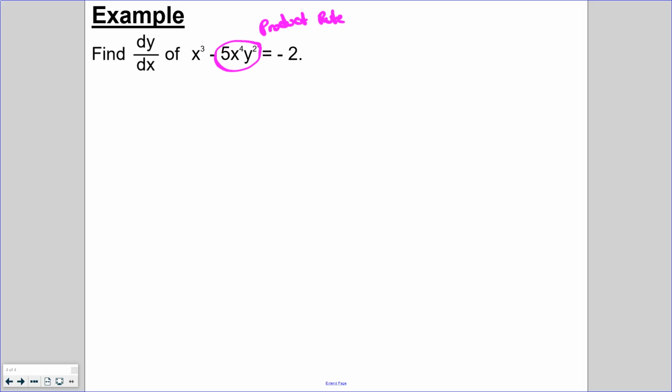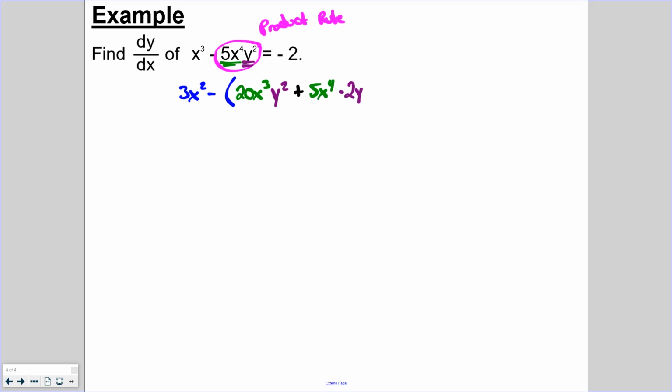Anyways, the derivative of x cubed, that's taking the derivative of a variable, so that'll just be 3x squared. Minus. Then I want to put parentheses, because again, we want to remember to distribute that negative into both of the product rule terms. I'm going to set my first function to be 5x to the fourth, and my second function to be y squared. Product rule says take the derivative of the first function, which will be 20x cubed. Leave the second function alone, y squared. Then add the original first function, 5x to the fourth, and multiply by the derivative of the second function, 2y.